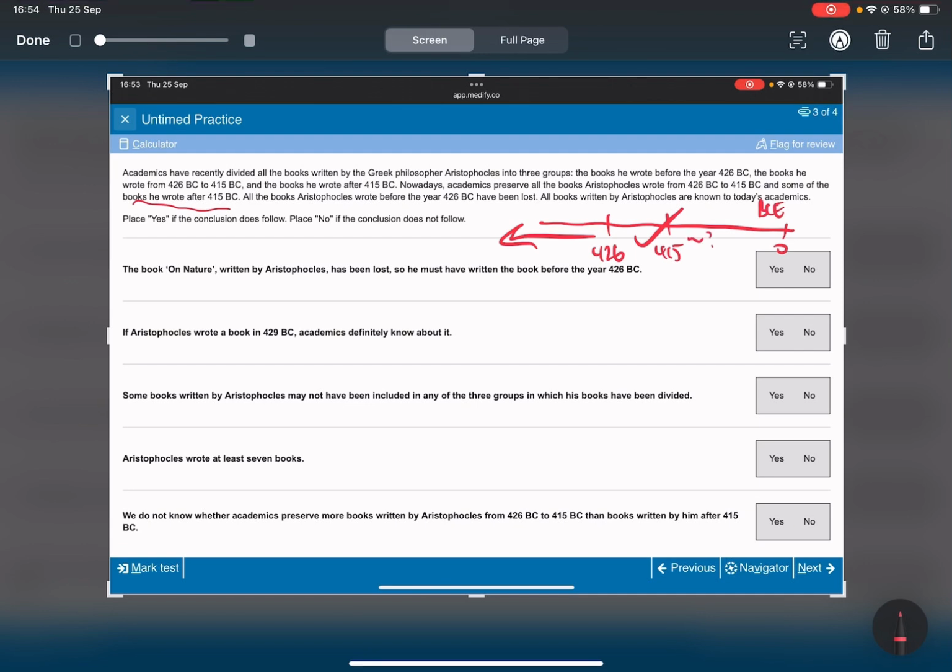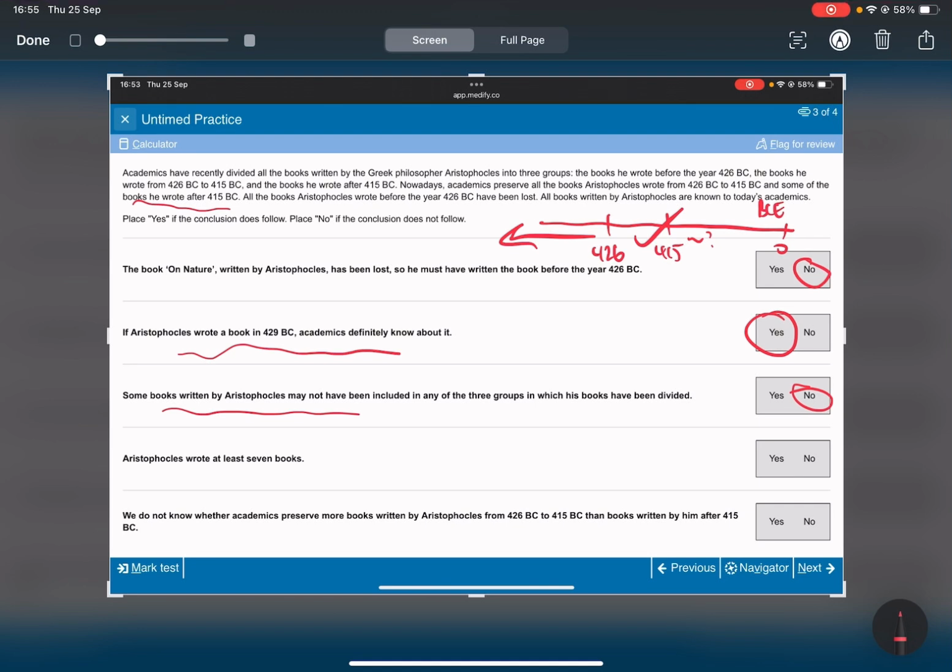So if this one's been lost, he must have written it before thingy. No, because he could have written it after. If he wrote a book in 429, academics definitely know about it. Yes, because all books written by him are known. Some books written by Aristophanes may not have been included in any of the three groups in which his books have been divided. No, because that kind of covers everything, and all the books written are known to today's academics.